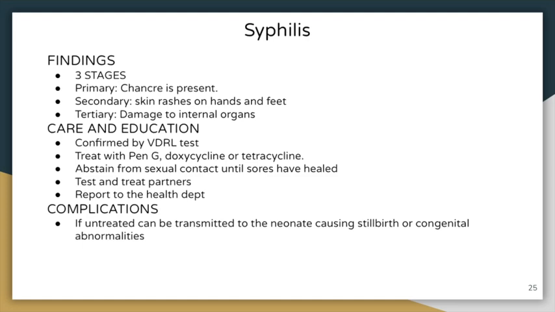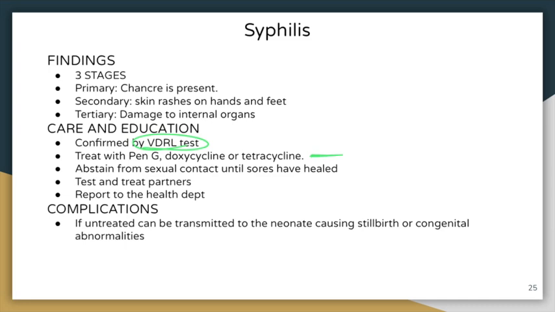There are 3 stages of syphilis. Primary, they have a chancre. Secondary, they have skin rashes on their hands and their feet. And tertiary syphilis, when you can have damage to their internal organs. It's confirmed via VDRL test. We treat with penicillin G, doxycycline, and tetracycline.